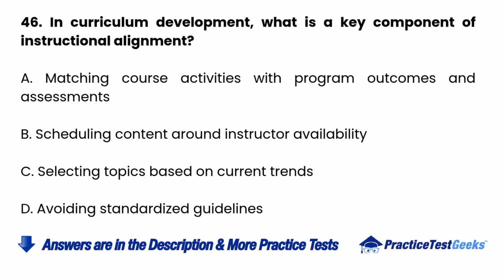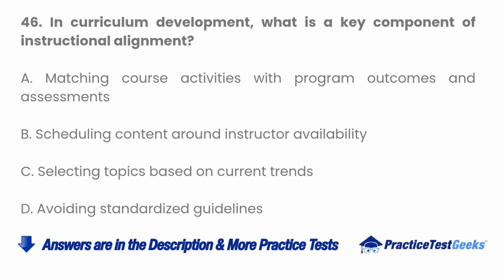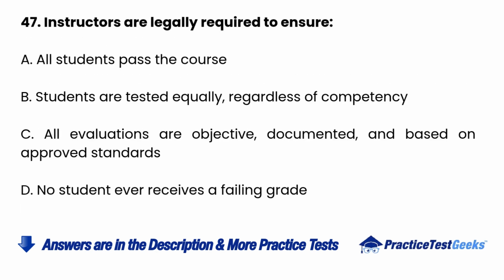46. In curriculum development, what is a key component of instructional alignment? A. Matching course activities with program outcomes and assessments. B. Scheduling content around instructor availability. C. Selecting topics based on current trends. D. Avoiding standardized guidelines.